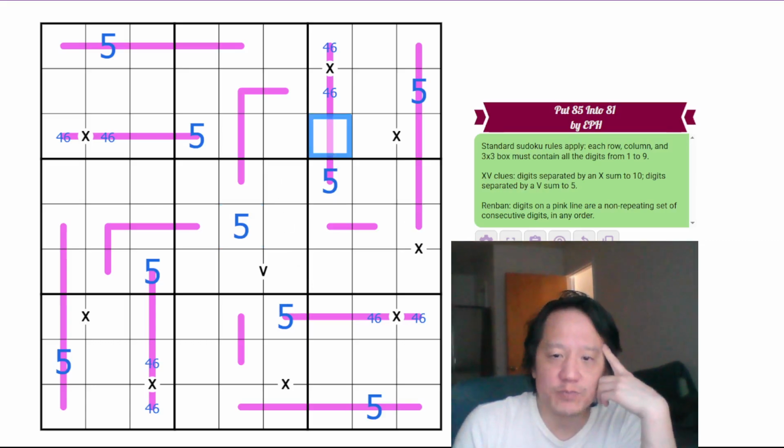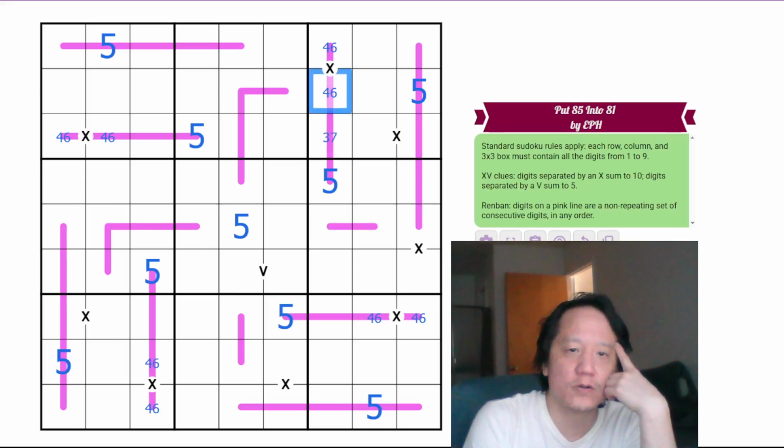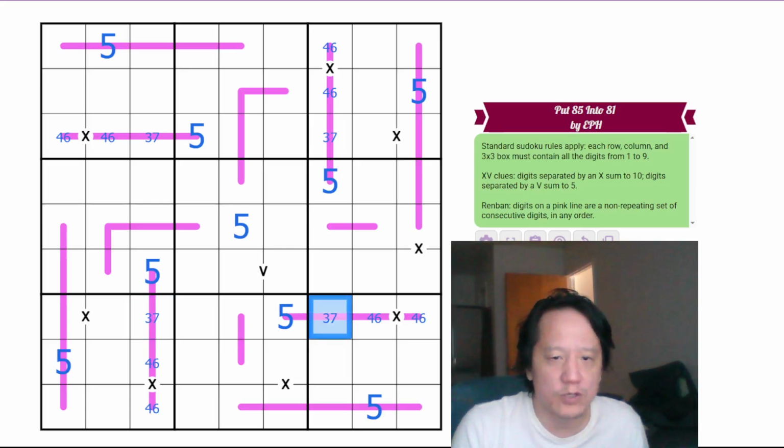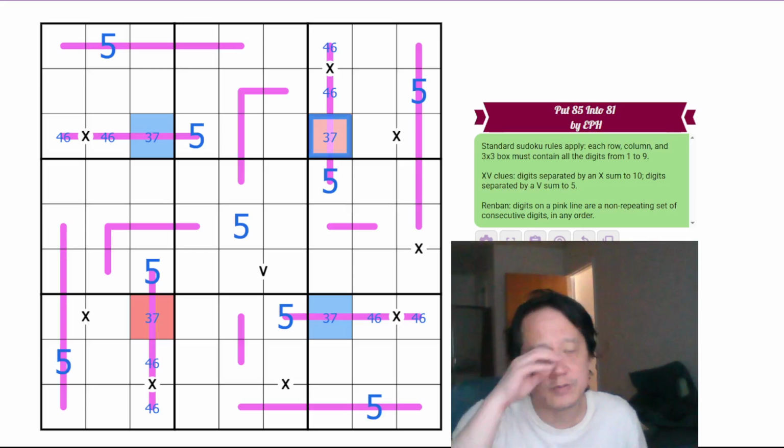So this must be 3 or 7 here to be in a 4-length renban with 4, 5, and 6. Same with this. This is 3 or 7, 3 or 7, and 3 or 7. But these are different 3 or 7s here. We're going to color this one blue. This one must be red. That means this can't be red. That's blue there, which means this can't be blue there. It has to be red.